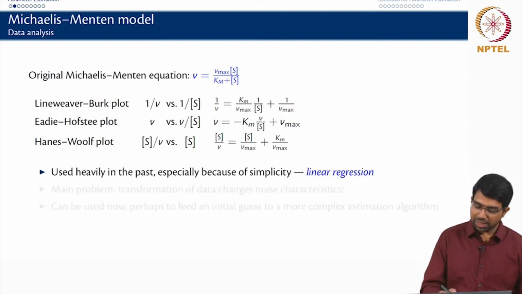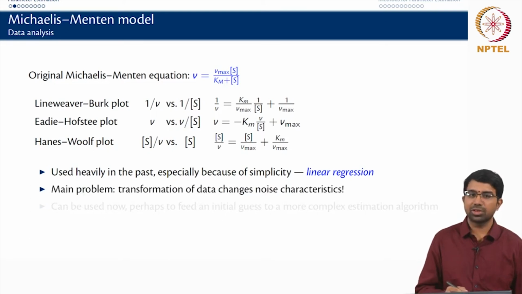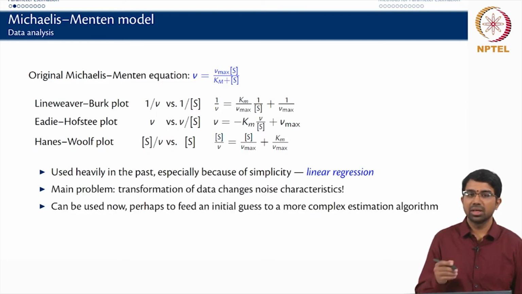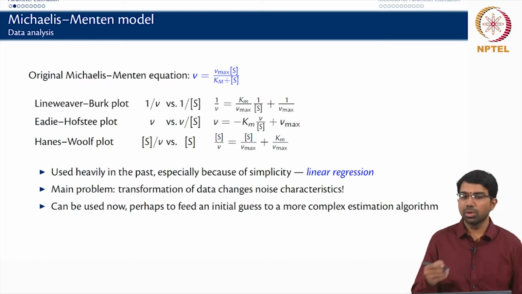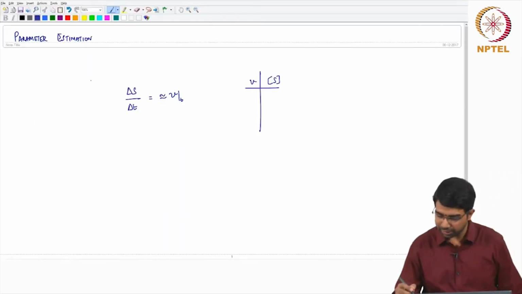So these have been used heavily in the past because of simplicity, but the main problem is that transformation of data changes noise characteristics. We can still use it now perhaps to feed an initial guess to a more complex estimation algorithm. So this basically goes back to curve fitting, right?